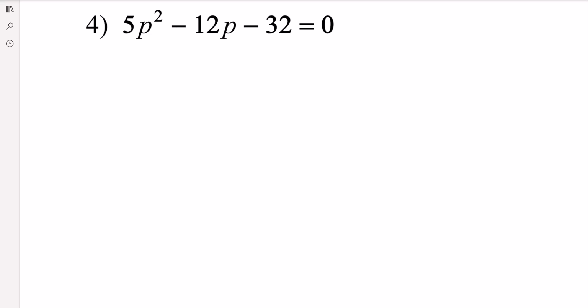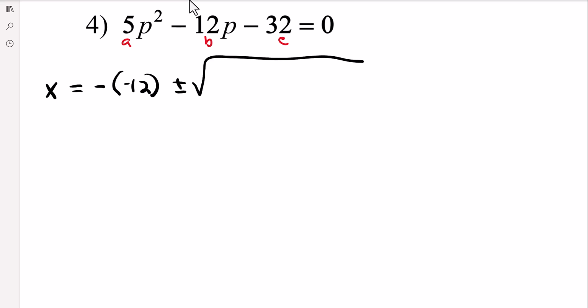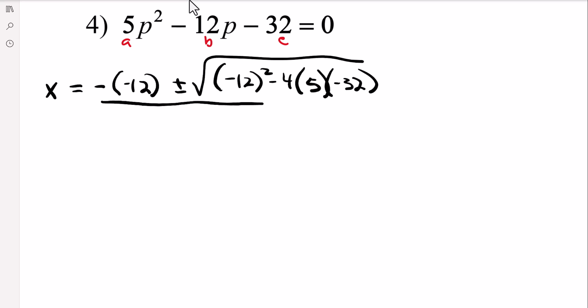Okay, so here's our A, here's our B, here's our C. And again, on your paper, you have the formula. So I'm just going to get started. It's the opposite of the B, so that'll eventually be positive 12 plus or minus the square root of the B value squared minus 4 times the A value times the C value, all of this stuff on the right side over 2 times the A value.